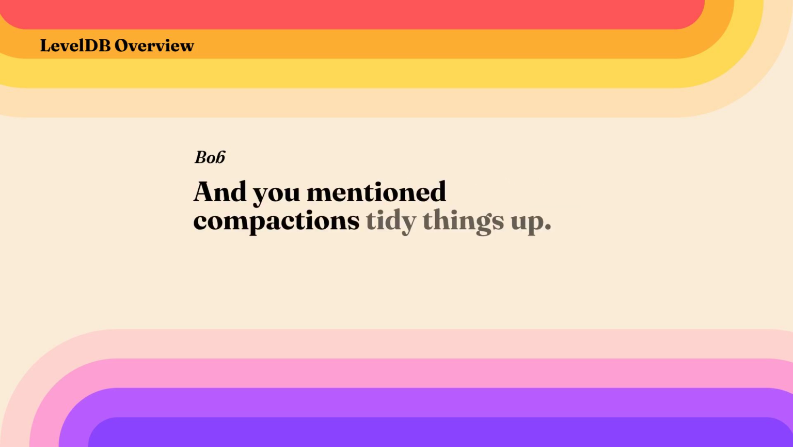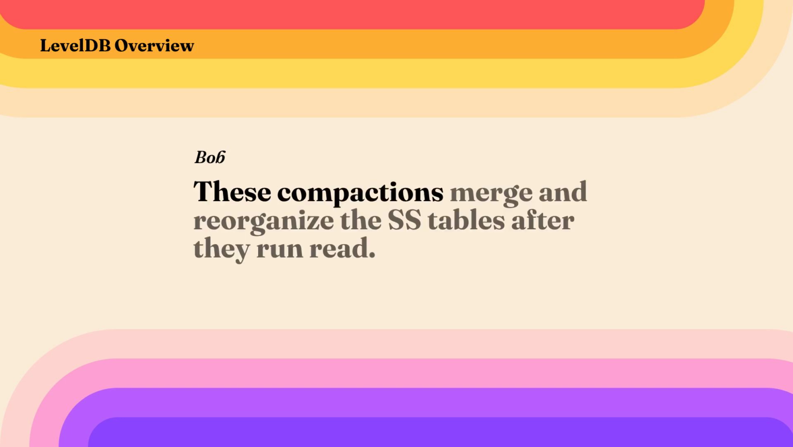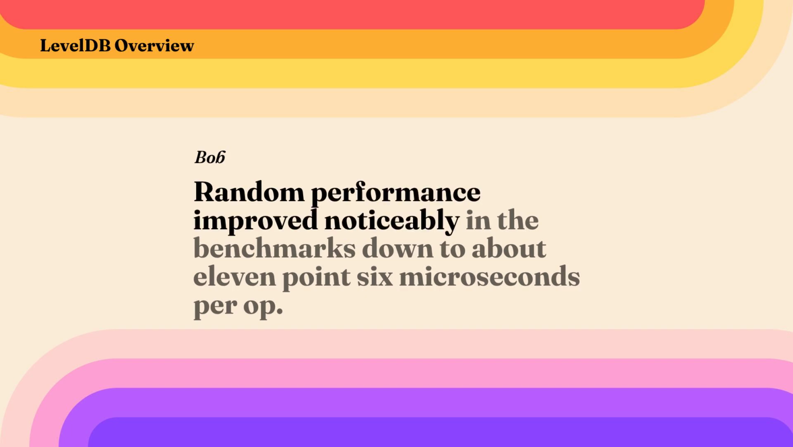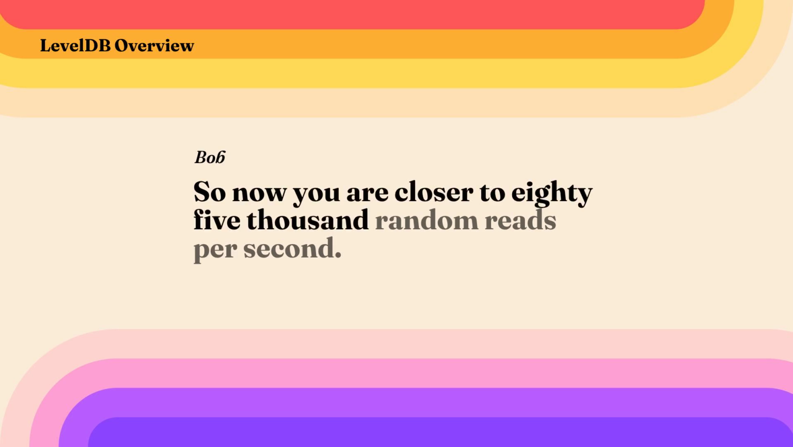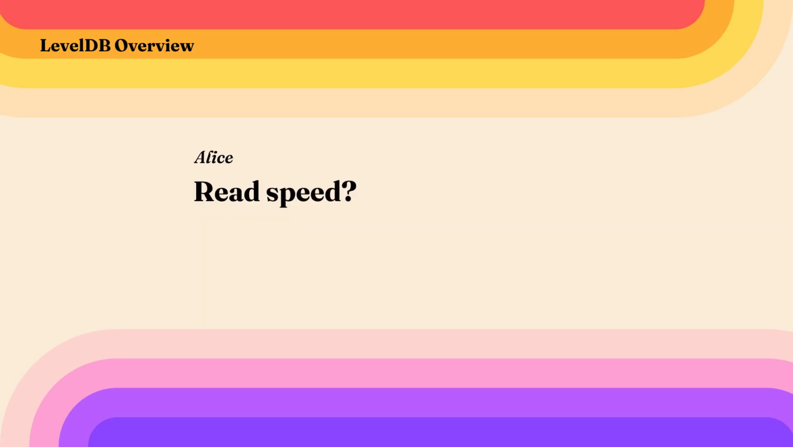And you mentioned compactions tidy things up. Does that help random reads? It absolutely does. These compactions merge and reorganize the SSTables. After they run, readrandom performance improved noticeably in the benchmarks, down to about 11.6 microseconds per op. So now you're closer to 85,000 random reads per second. Better, so background maintenance helps read speed.